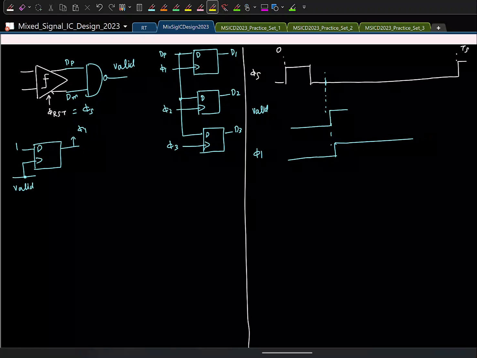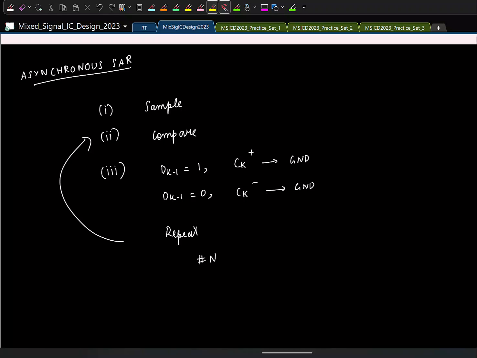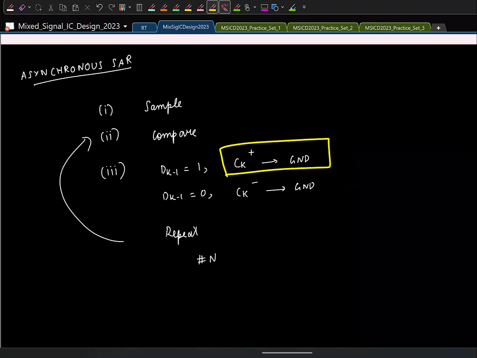So what you have to do first, once valid is generated, you have to generate this clock phi 1, and using that you go and store the data. So once the data is stored, we can do the rest of the operations. The next operation is this. If the output is 1, you connect the kth capacitor to ground in the positive side. If it is 0, you do it in the negative side.